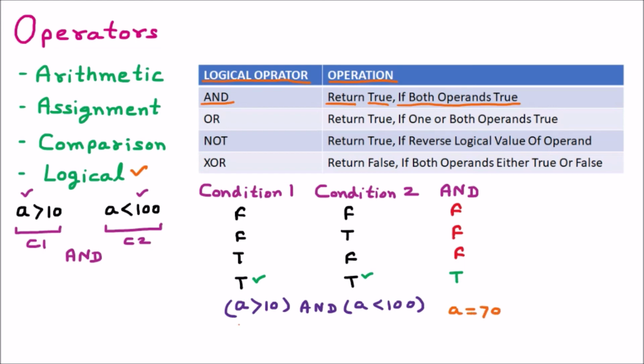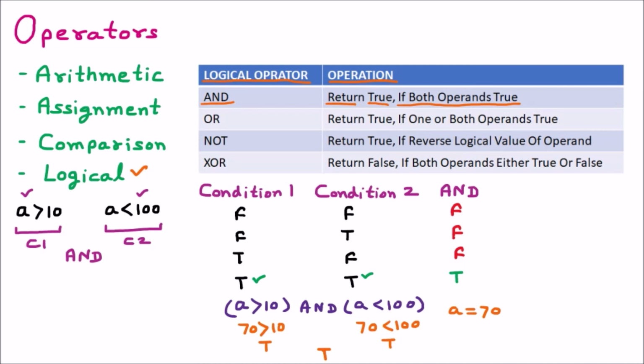So we know that 70 is greater than 10. This is true, and we are applying AND here. Now, 70 is less than 100. That is also true. So if both are true, then the answer will be true. So this is how AND works.